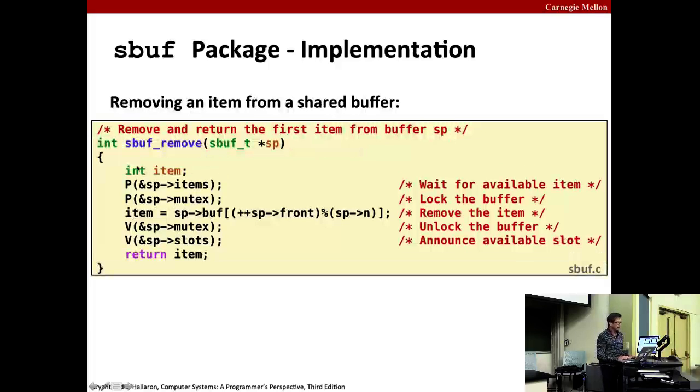Now to remove an item, it's symmetric, but instead of operating on the slots semaphore, it operates on the items semaphore. So to remove an item, a consumer first does a P on the items semaphore. So this now is waiting for an available item. It's waiting for the semaphore to be greater than or equal to 1. When that happens, then the P returns, and then we do the update protected by a mutex by pre-incrementing front, taking the mod n, and then reading that value and placing it into this local variable item. Then we release the mutex, and then we do a V on the slots semaphore, which is an announcement to any producers that there's now a new available slot. Okay.